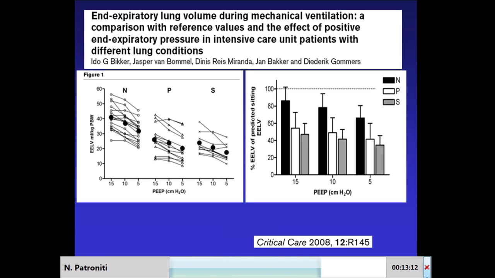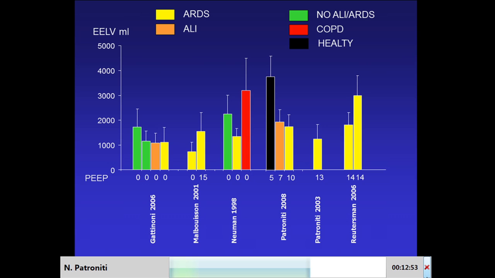In this work by Becker, different patients, normal, primary RDS, secondary RDS, different PEEP levels. Of course, decreasing the PEEP, lower end expiratory lung volume. The sicker the patient, the lower the end expiratory lung volume. And why? I put together several studies that have measured end expiratory lung volume with different techniques, just to show you which is the end expiratory lung volume you can expect in an RDS patient.